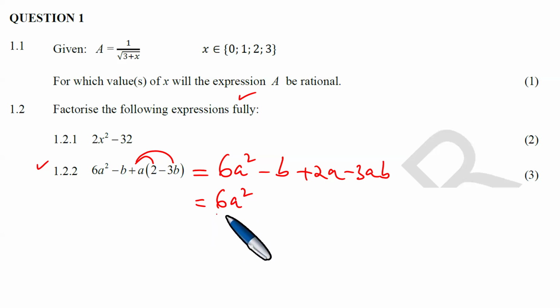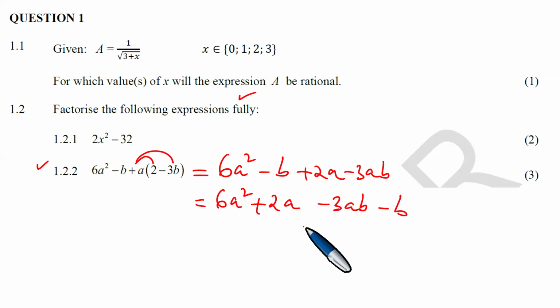Minus b plus 2a. Okay. So one thing is you can put the 2a like this because these ones have a in them, and then we have the others that have b. So we can put the terms that have a together and the b's together: the 6a squared and the 2a, and then the minus 3ab with the minus b put together. Do you see that? Yeah, these are like terms.